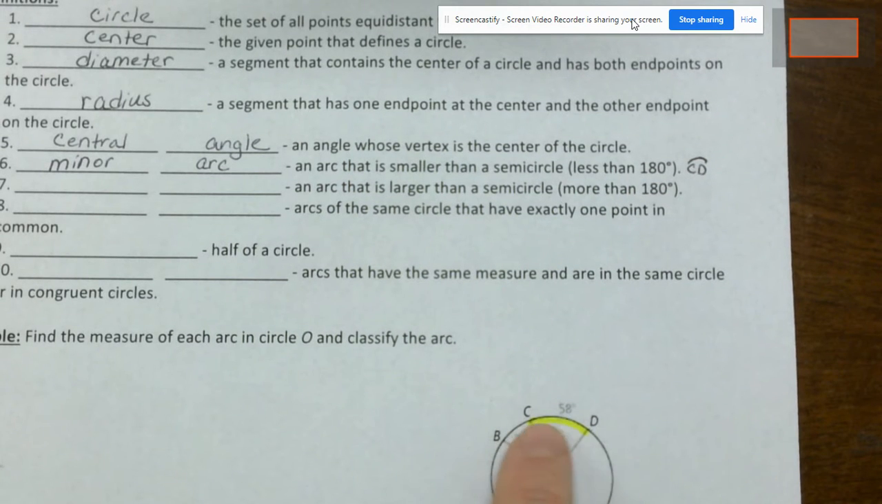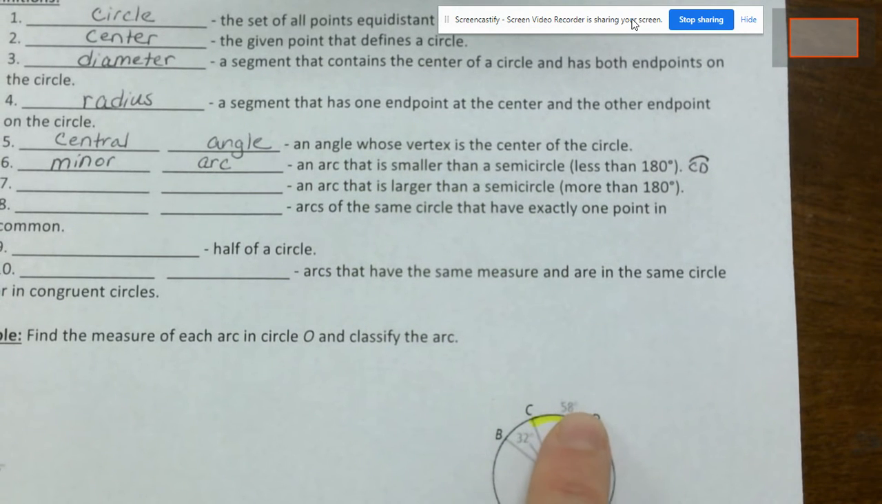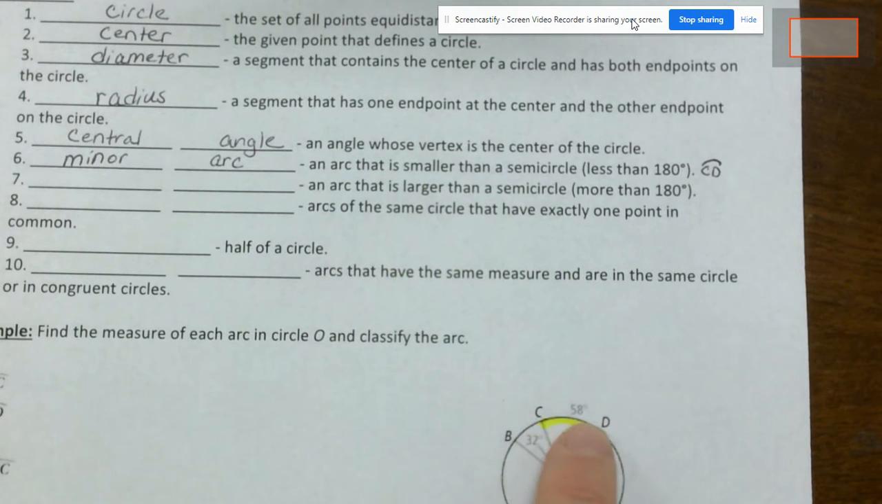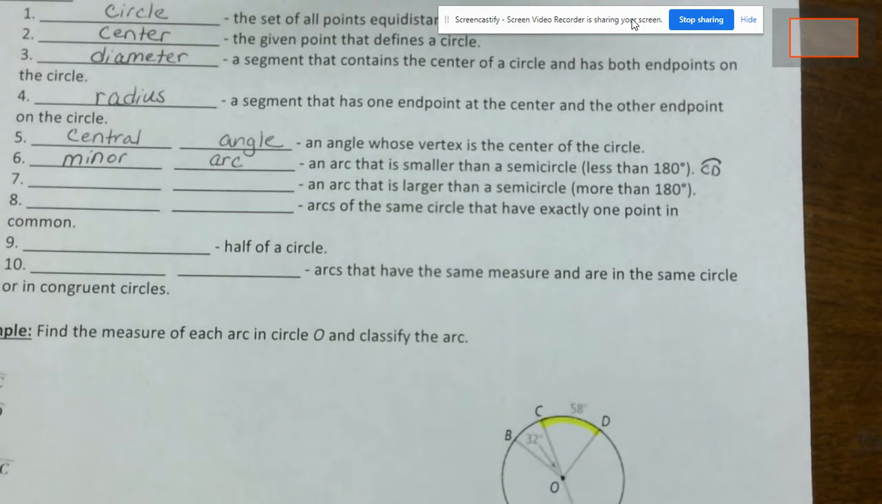Now, a minor arc is an arc that's less than 180. So we can see here that CD is 58 degrees. That is less than 180. So this would be considered a minor arc.